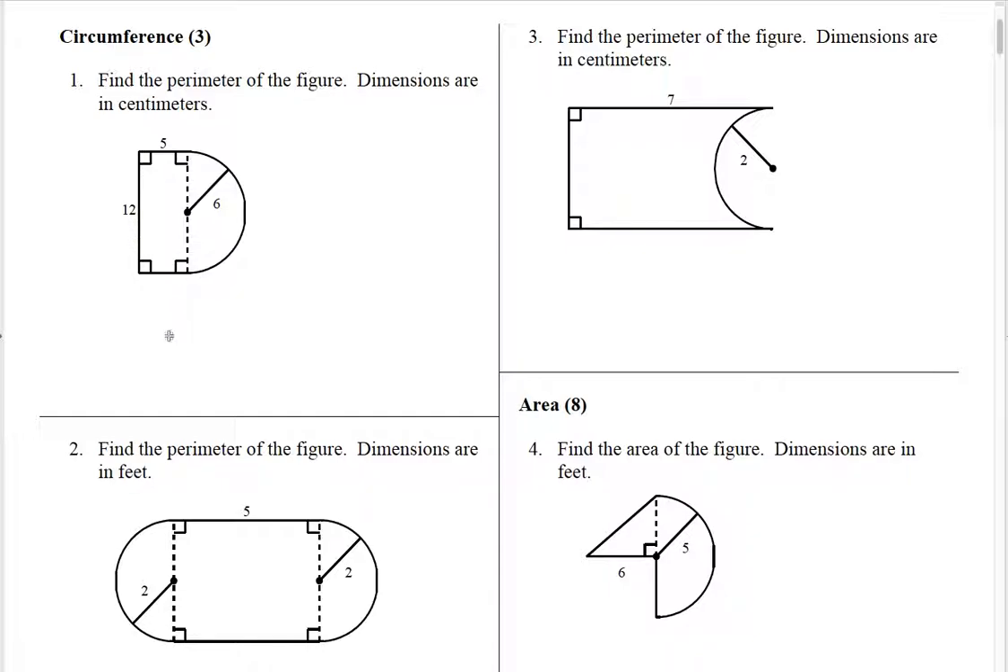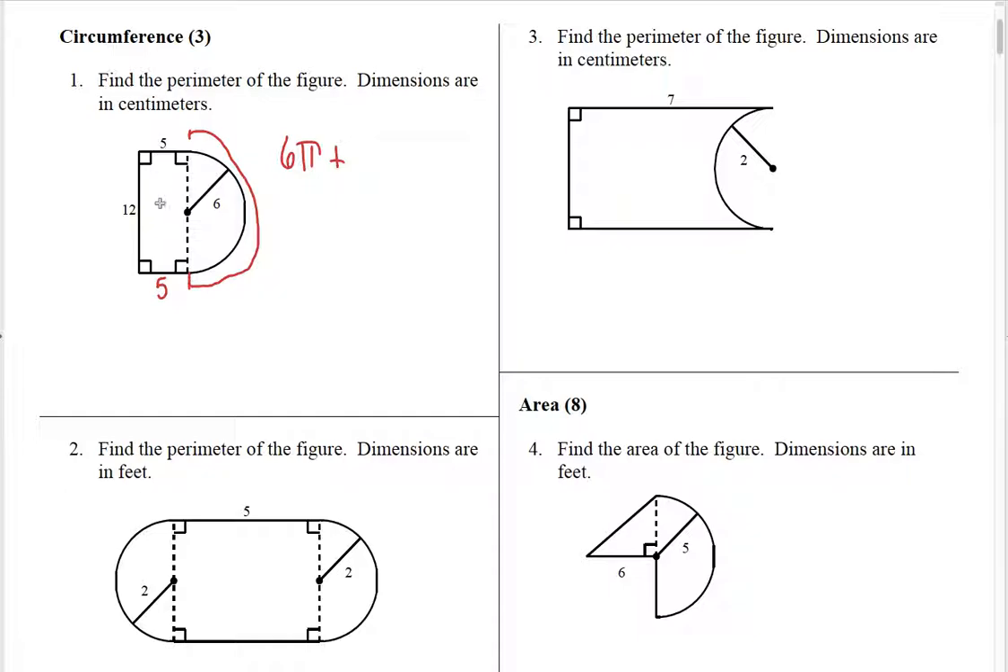And so for this particular example, we have 12 on this side, 5 here. Since this is a rectangle, we know that this bottom part is also going to be 5. And then we have to find this arc length. And arc length is a portion of a circumference. And since this is a semicircle, it's a half circle, the arc length would be pi times radius. So that would just be 6 pi. And then we would add 6 pi to these other numbers.